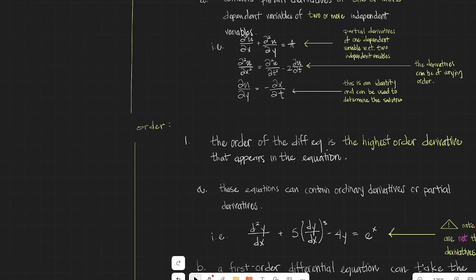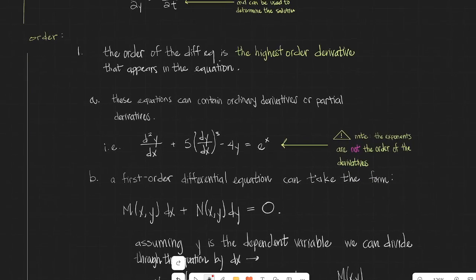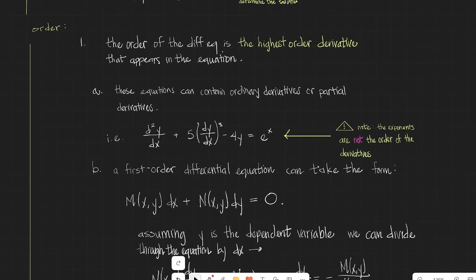The next type of classification that we can go through is the order. This is pretty simple to identify. It's just the highest order derivative that appears in the differential equation. That will be the order of the diff EQ that you are analyzing. And they can contain either ODEs or PDEs, ordinary differential equations or partial differential equations, ordinary derivatives or partial derivatives.